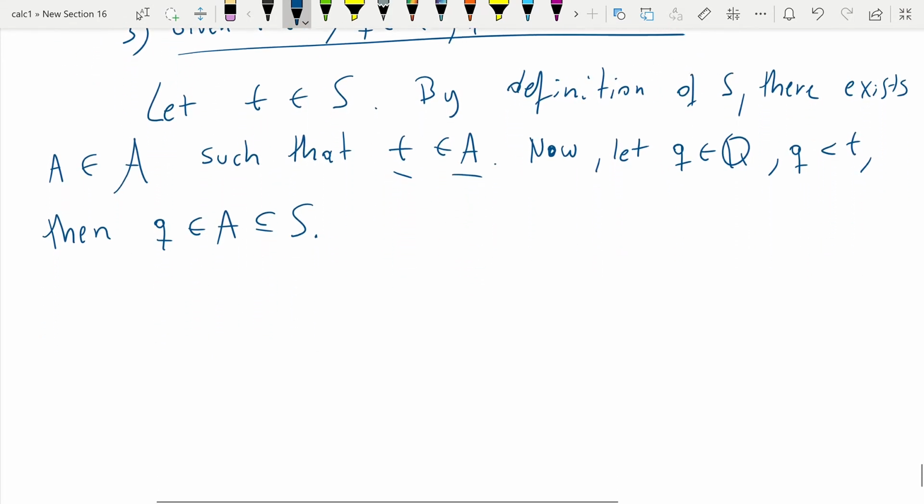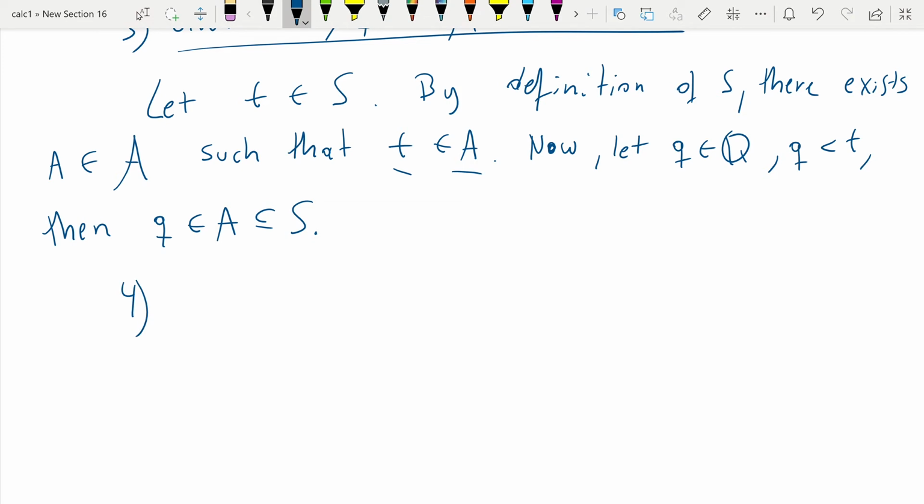The property C2. Now we have to show that we cannot have a maximum, so that T belongs to S implies that there exists a Q in S with T smaller than Q.